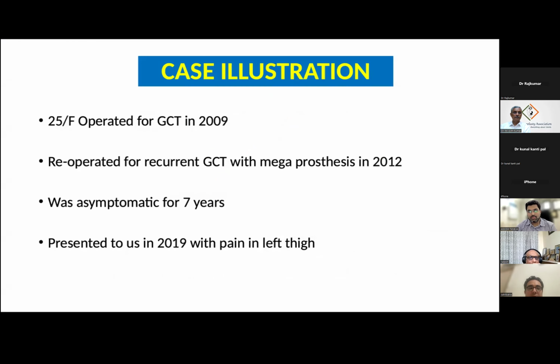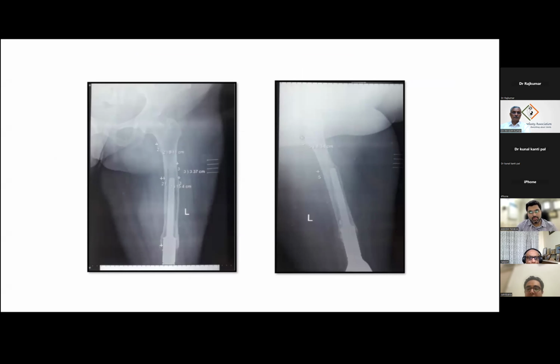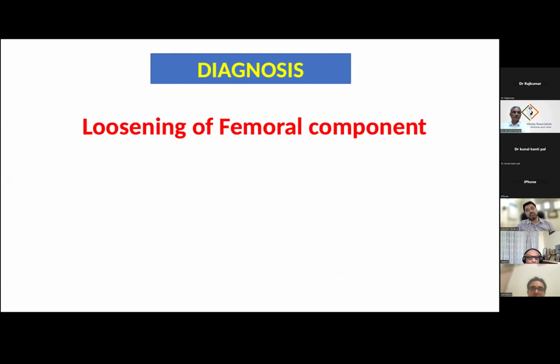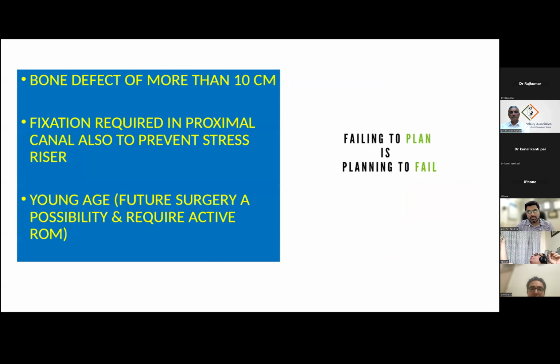So this is a 25-year-old female who was operated for GCT in 2009, then again reoperated for recurrent GCT with a megaprosthesis in 2012. She was asymptomatic for 7 years and again presented to us in 2019 with pain in the left thigh. This was her X-ray when she presented to us. You can see the obvious loosening on the femoral side and with an impending fracture, and so it was a diagnosis of loosening of the femoral component. So we did a bone scan to confirm the diagnosis. ESR and CRP were normal. She had pain in the left, so we needed to revise.